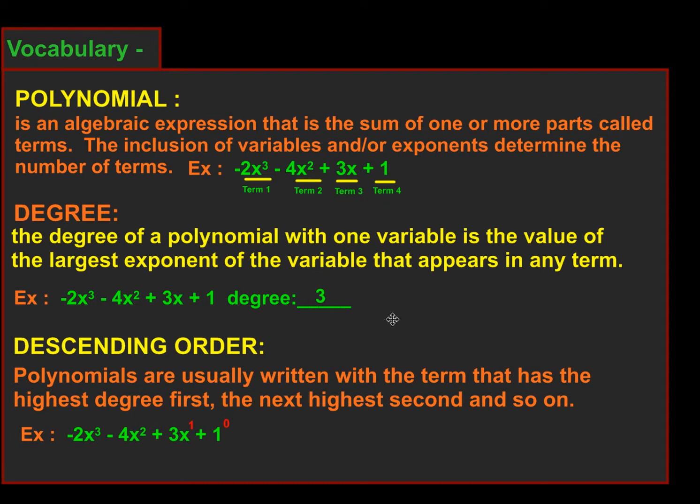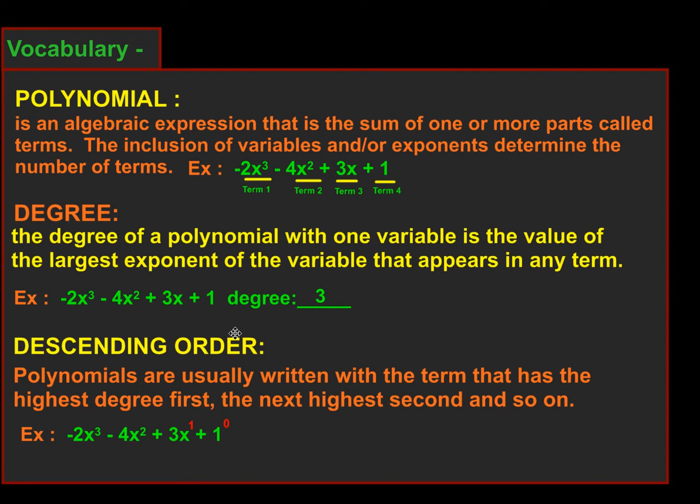Degree. The degree of a polynomial with one variable is the value of the largest exponent of that variable that appears in any term. So using the same example, the largest exponent we have in this polynomial is 3, and so the highest degree is also 3.